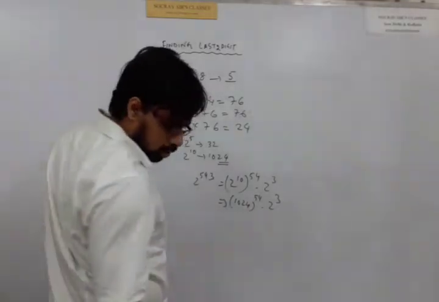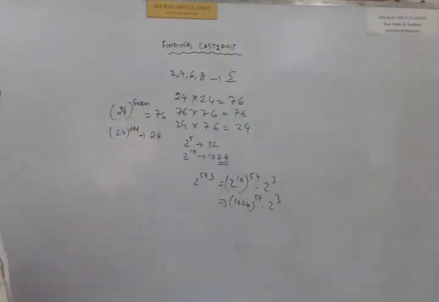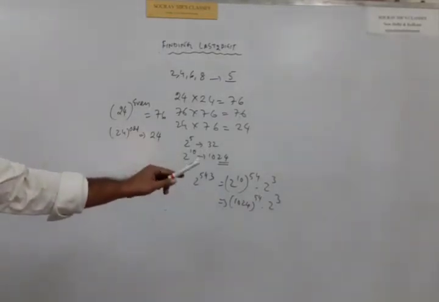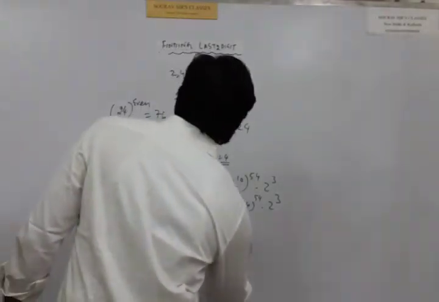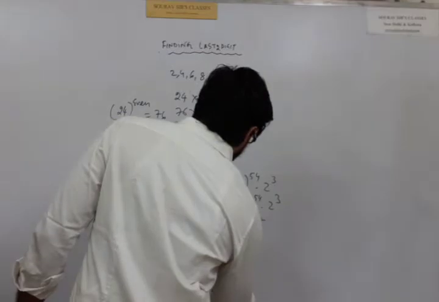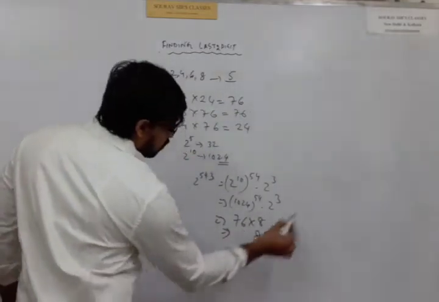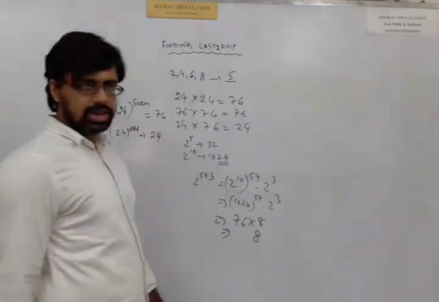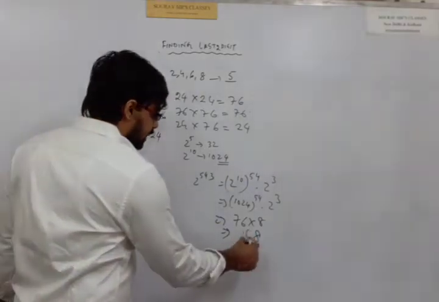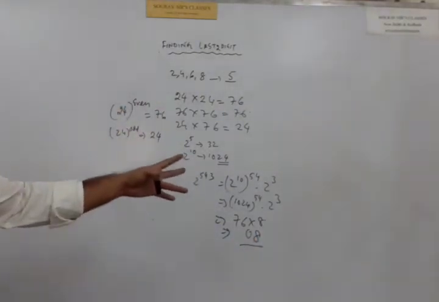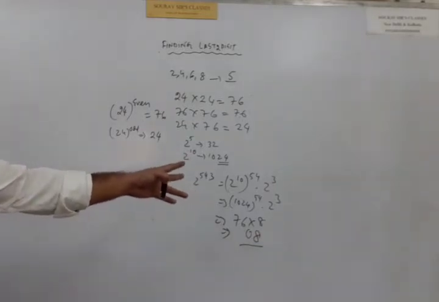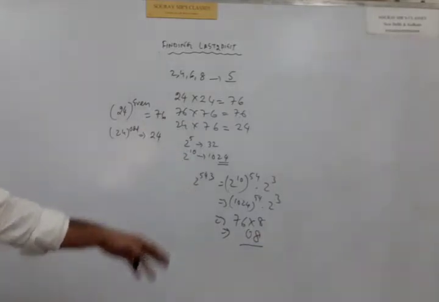Okay. So now 1024 is being multiplied how many times? 54 times. So 1024 is being multiplied 54 times. So this will end up with 76 into 8. That's it. 6 8s are 48, 7 8s are 56, and 08 is the last two digits in this expression. So isn't it easy? We can directly proceed from this.